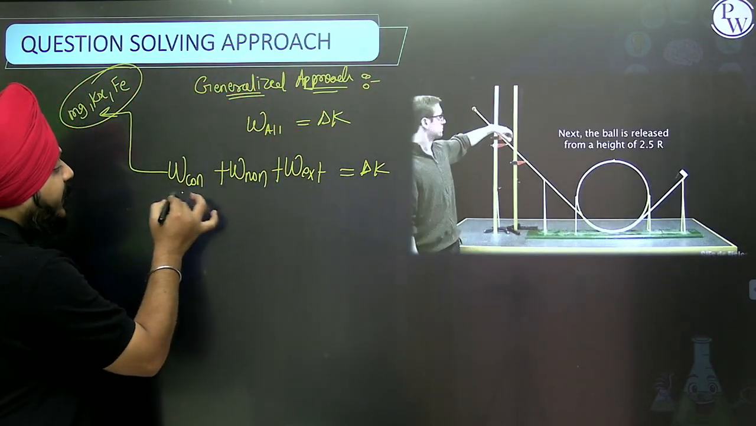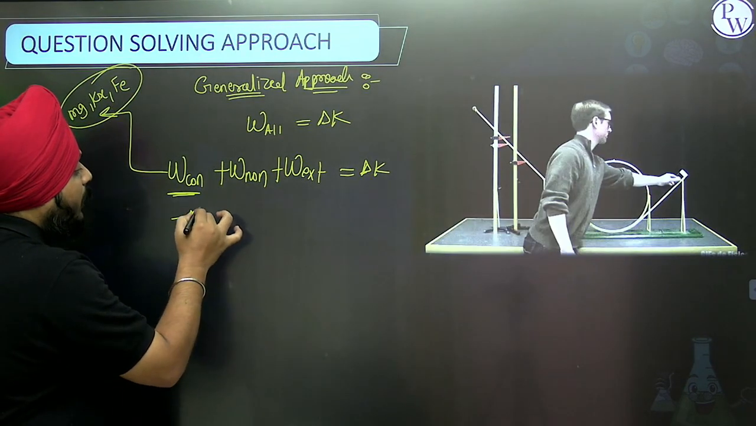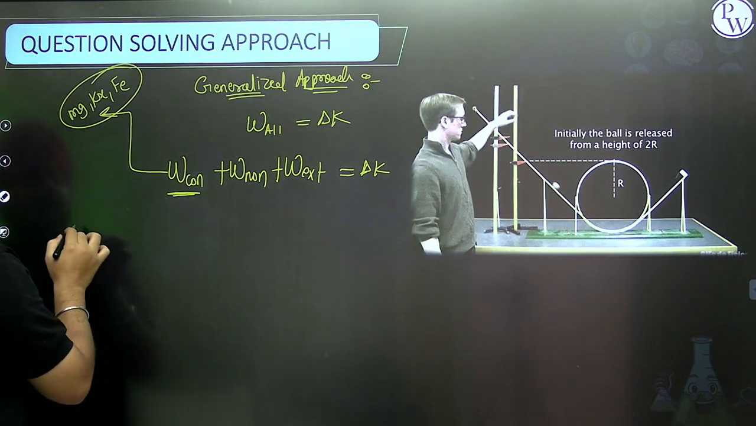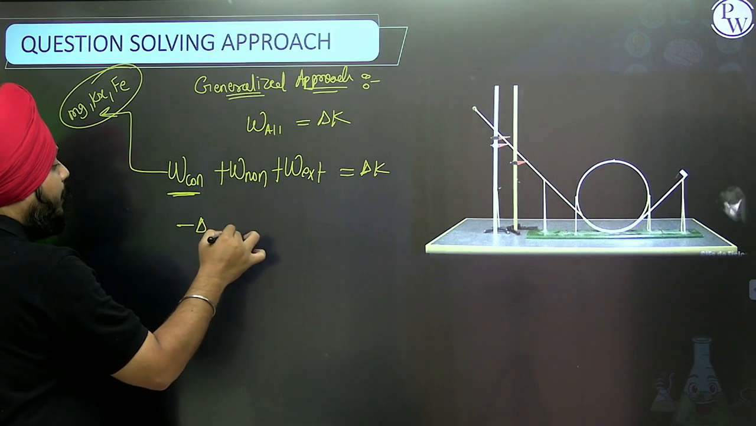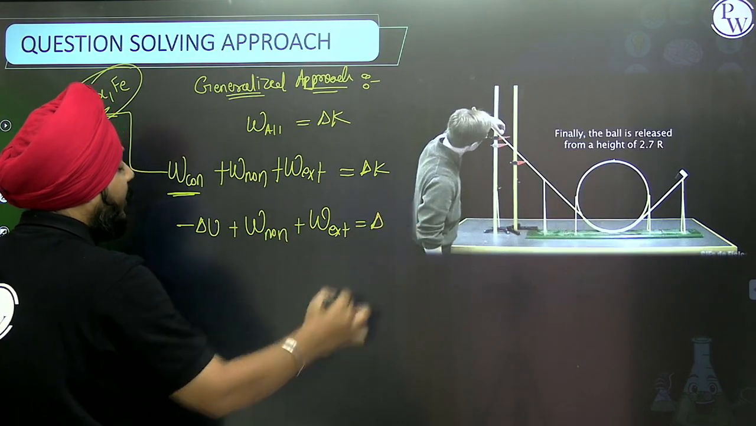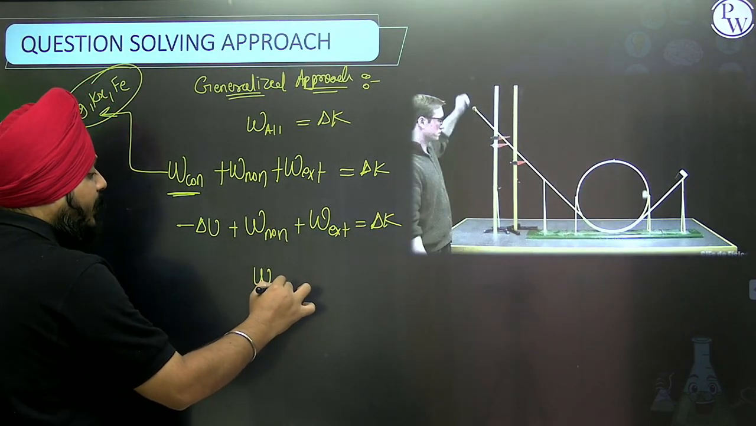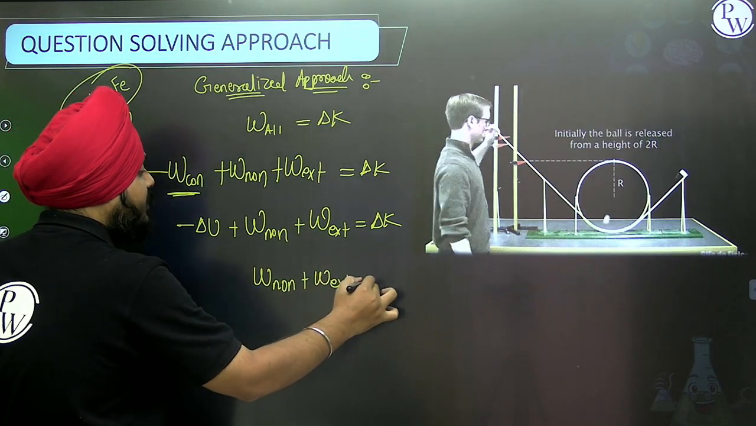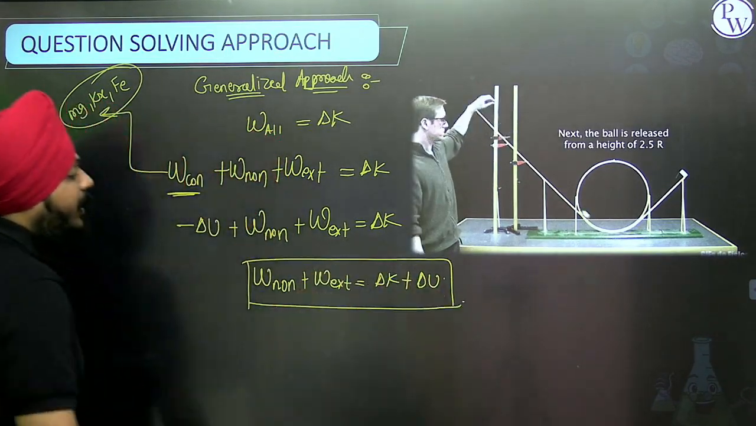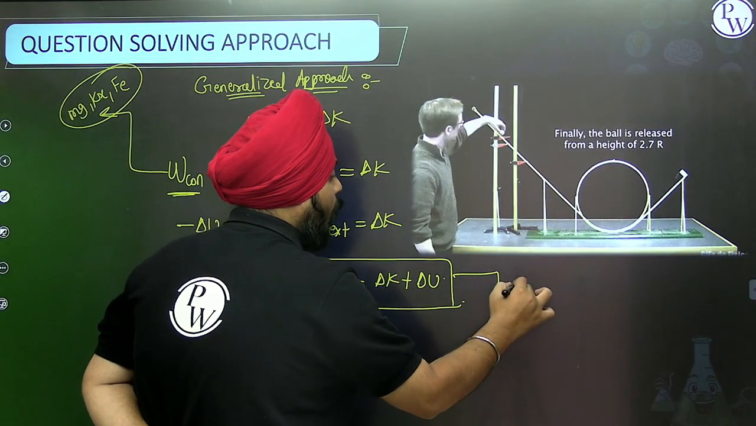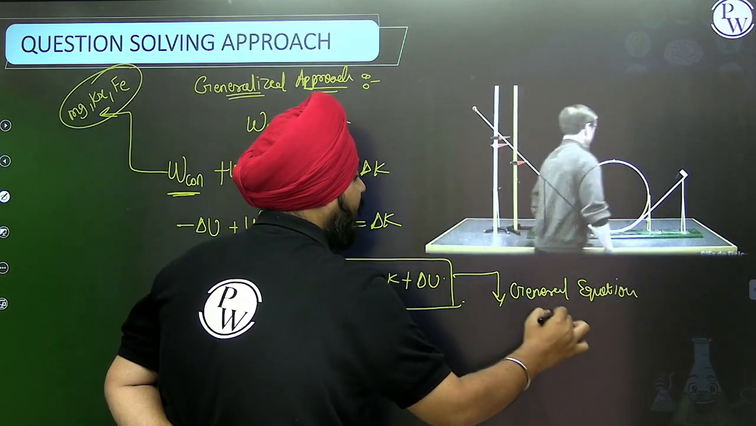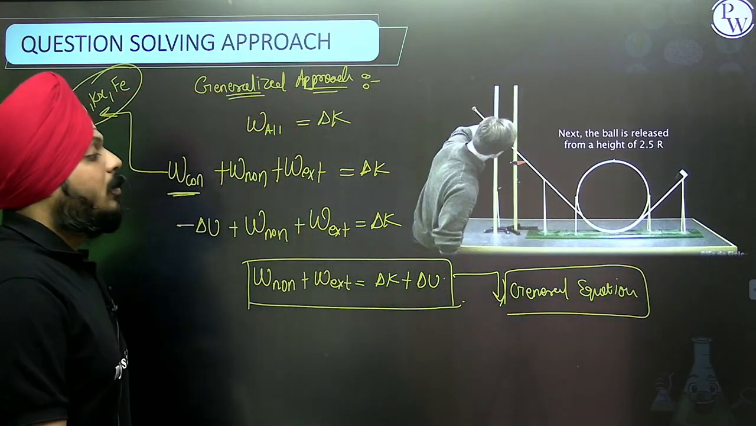So work done by the conservative force is equal to minus delta U. I am rewriting this statement: minus delta U plus work done by non-conservative plus work done by the external agent is equal to delta K. Similarly, work done by non-conservative plus work done by external agents is equal to delta K plus delta U. This is the generalized equation of the work energy theorem. In all of those cases, this equation can be applied.